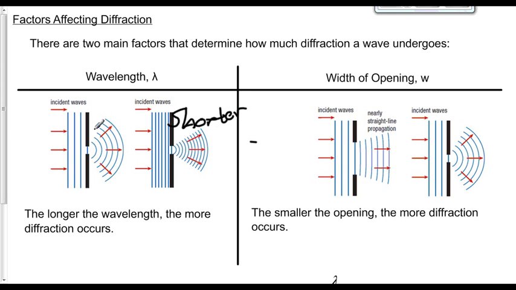And we can see that because look how much this one spreads out compared to this one. This one doesn't spread out very much, whereas this one spreads out quite a bit. And this has to do with the fact that its wavelength is much longer and this wavelength is much shorter. So that's the first factor that affects it.